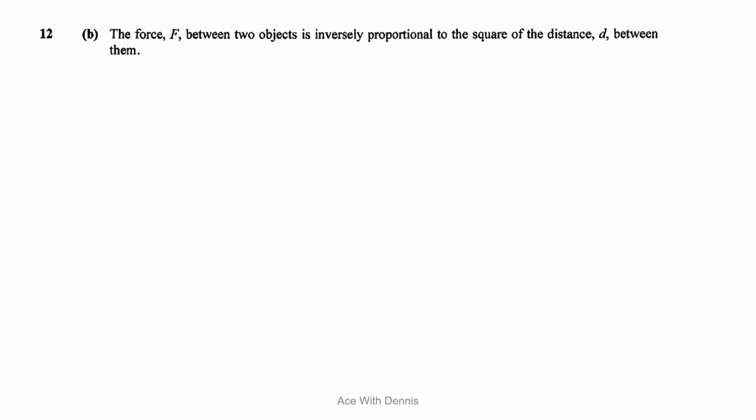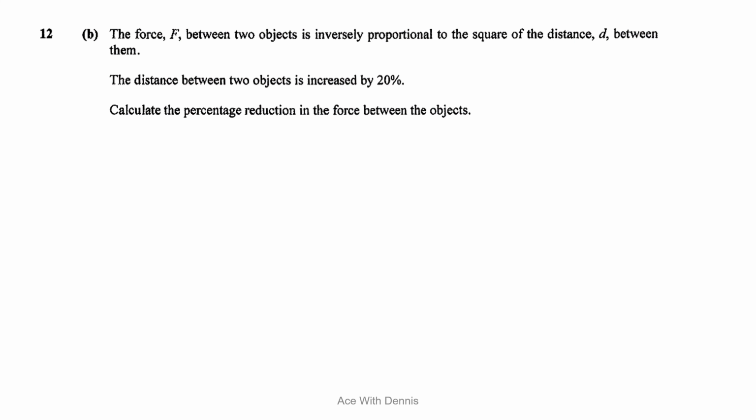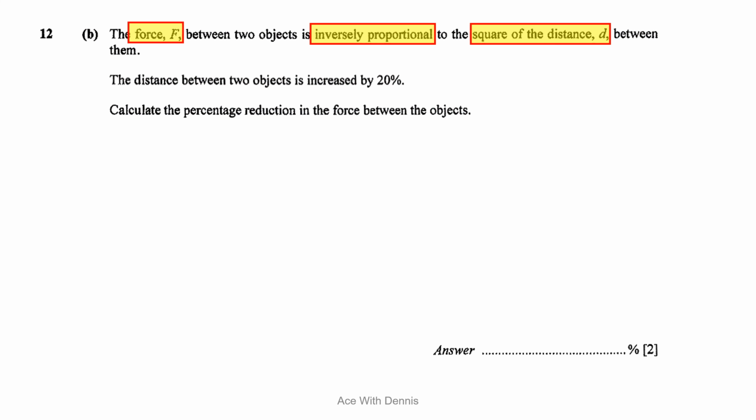B. The force F between two objects is inversely proportional to the square of the distance d between them. The distance between two objects is increased by 20%. Calculate the percentage reduction in the force between the objects. 2 marks. So the first sentence told us the force is inversely proportional to the square of the distance d.